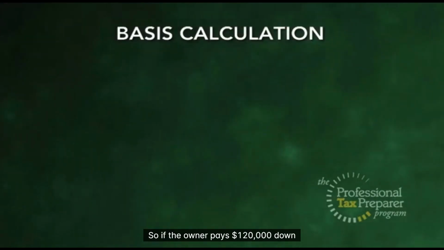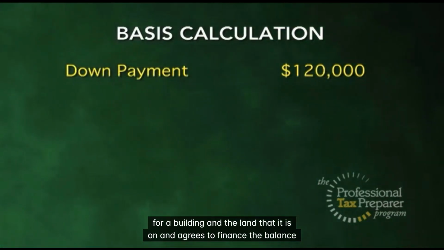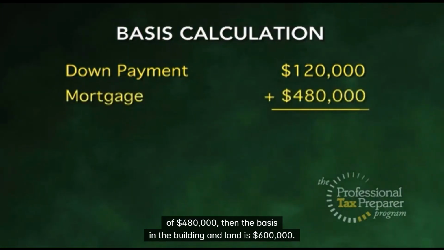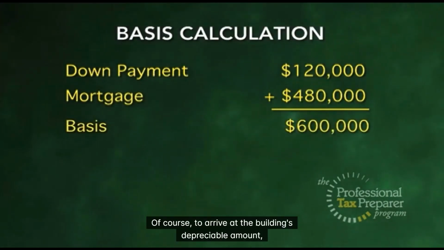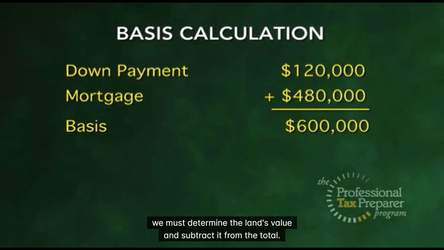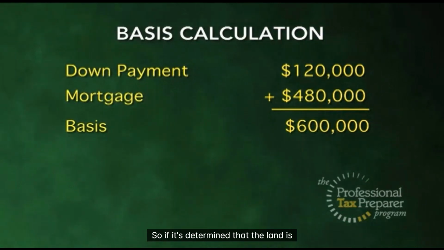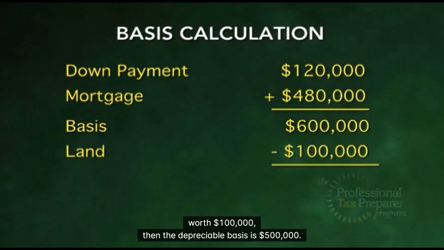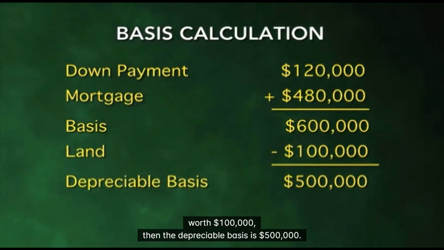So, if the owner pays $120,000 down for a building and the land that it is on, and agrees to finance the balance of $480,000, then the basis in the building and land is $600,000. Of course, to arrive at the building's depreciable amount, we must determine the land's value and subtract it from the total. So if it's determined that the land is worth $100,000, then the depreciable basis is $500,000.